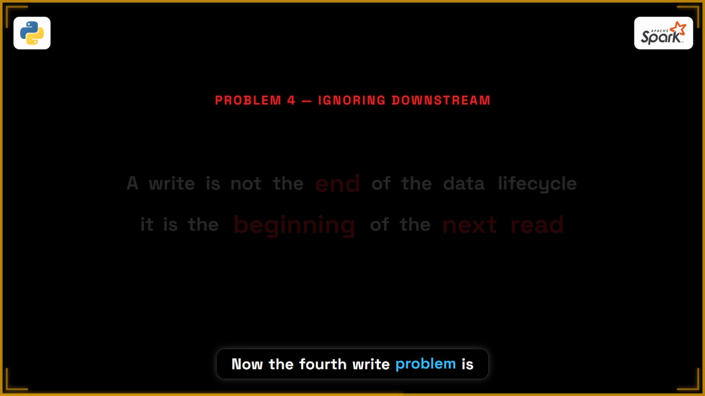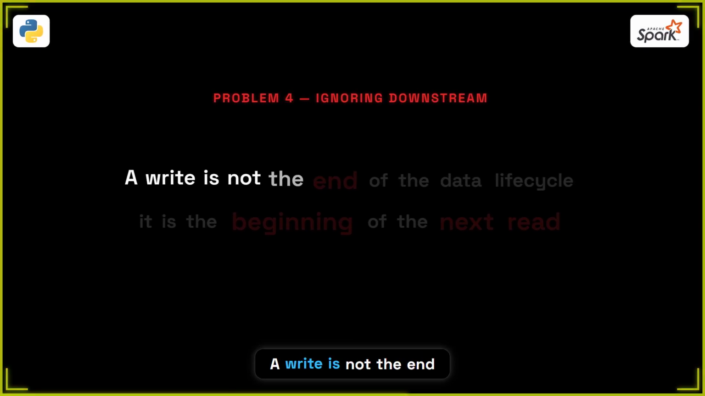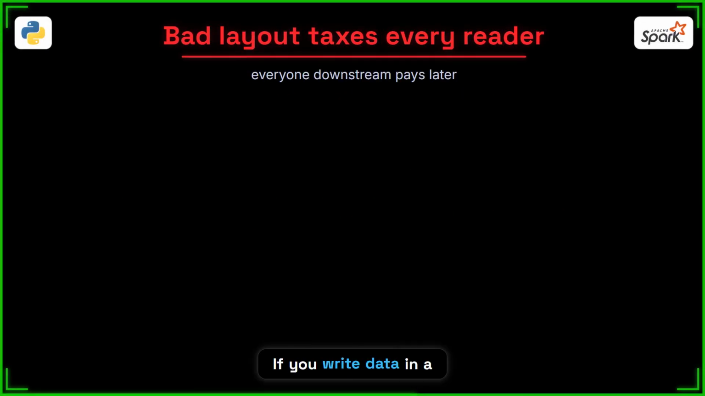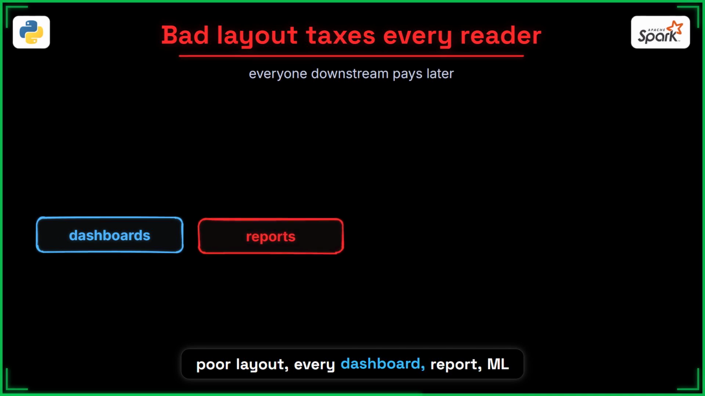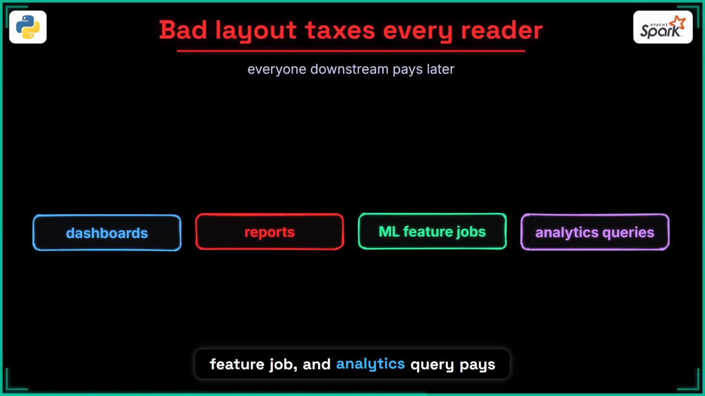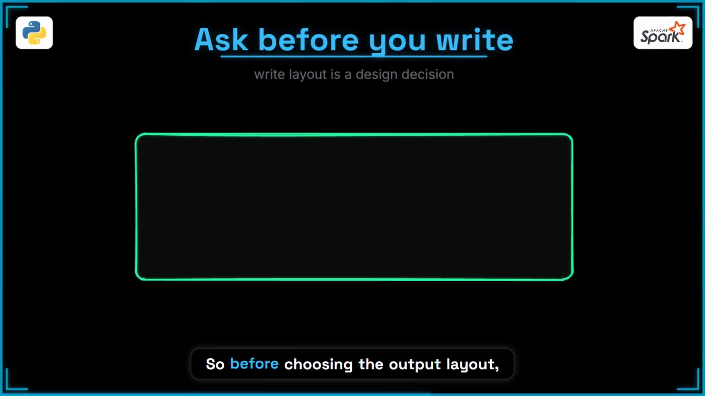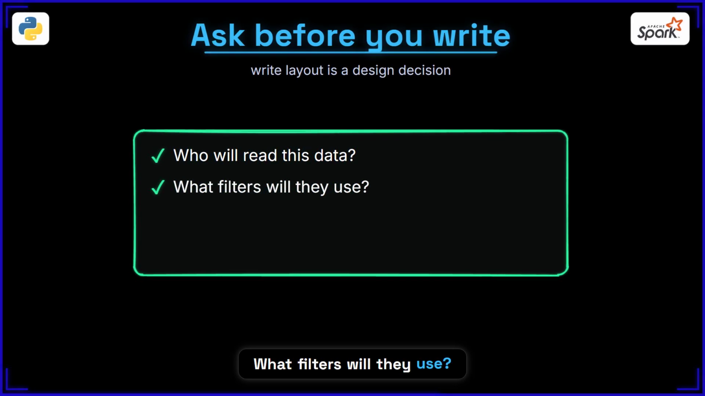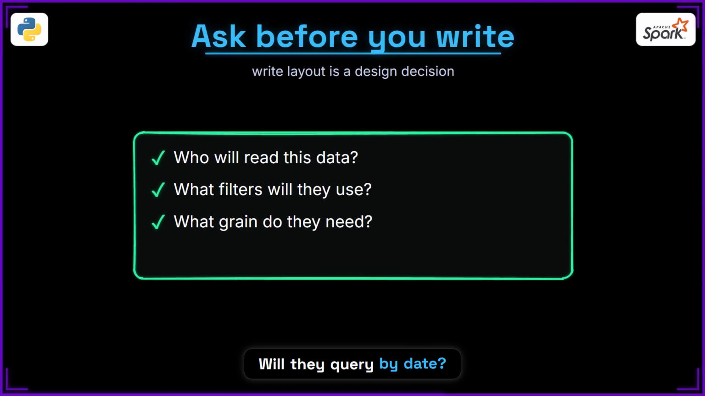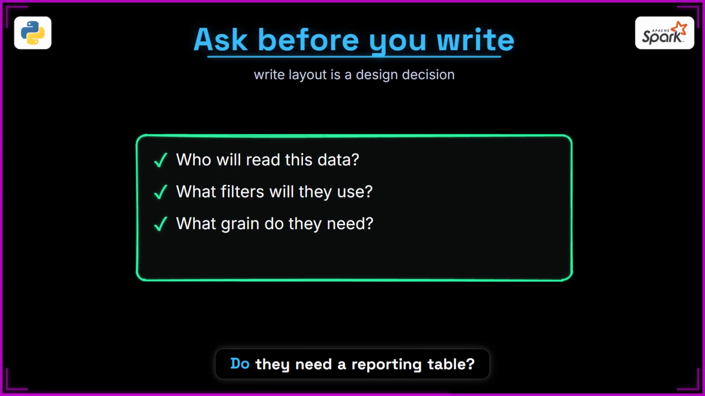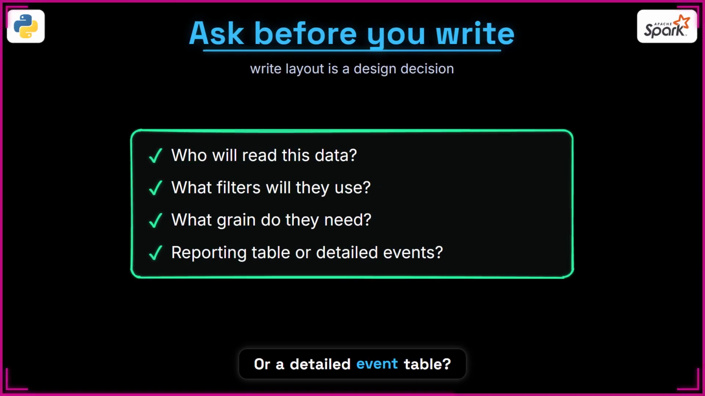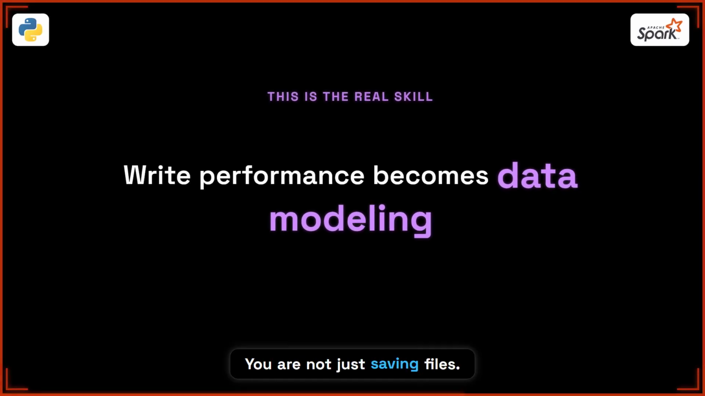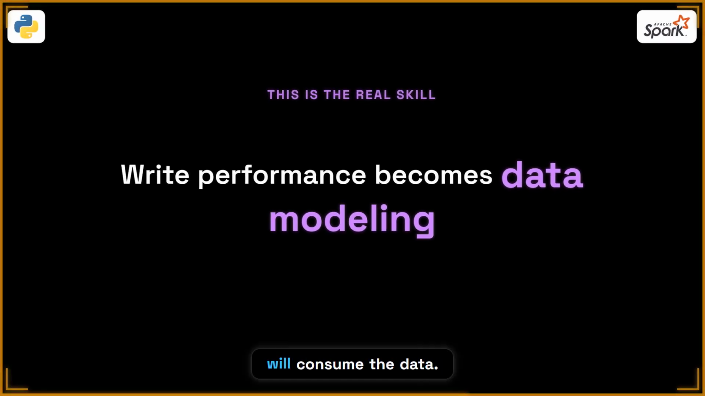Now, the fourth write problem is ignoring downstream usage. A write is not the end of the data engineering lifecycle. It is the beginning of the next read. If you write data in a poor layout, every dashboard, report, machine learning feature job, and analytics query pays the price later. So, before choosing the output layout, always ask who will read this data, what filters will they use, what grain do they need, will they query by date or by region or by event type, and do they need a reporting table or a detailed event table. This is where write performance becomes data modeling, because you are not just saving files, you are designing how future users will consume the data.